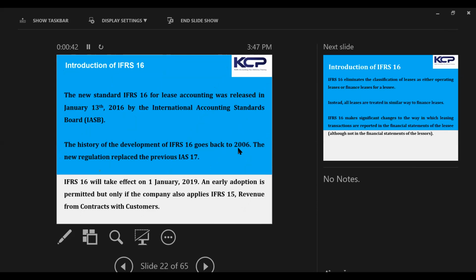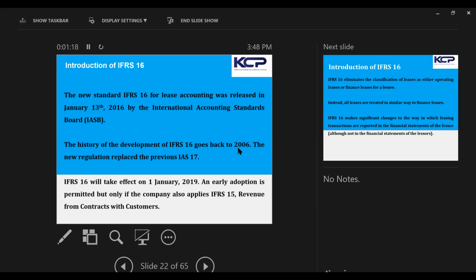All right, so the main business. The new standard IFRS 16 for lease accounting was released on January 13, 2016 by the International Accounting Standards Board. The history of the development of IFRS 16 goes back to 2006. The new regulation replaced the previous IAS 17. At least you now have a good understanding of what IAS 17 is all about.